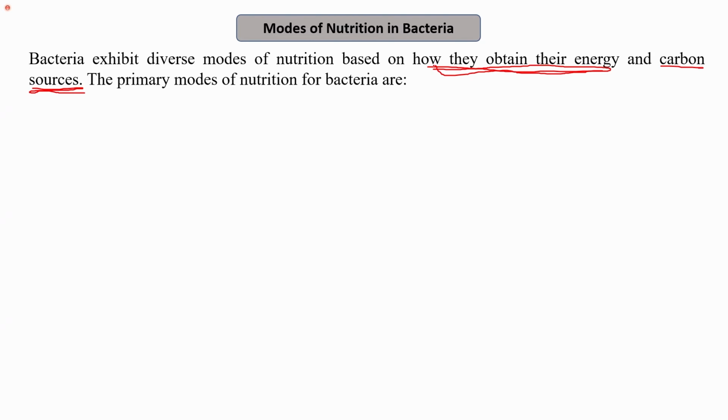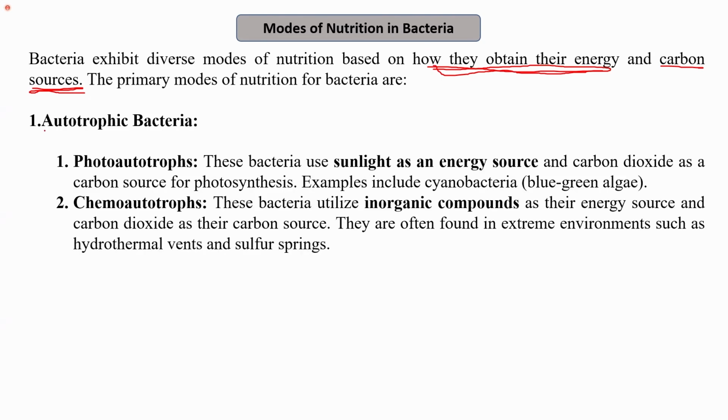So based on which, the primary modes of nutrition of bacteria are, the first is autotrophic. Autotrophic means the bacteria which can synthesize their own food. So there are two types of autotrophs. First is photoautotrophs. Second is chemoautotrophs. Photoautotrophs, as the name suggests, photo means light. Chemo means chemical. So basically, photoautotrophs are the bacteria that use sunlight as an energy source and carbon dioxide as a carbon source for the photosynthesis. Example, cyanobacteria, which is blue-green algae.